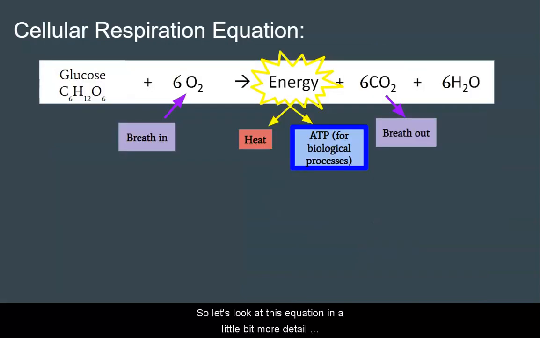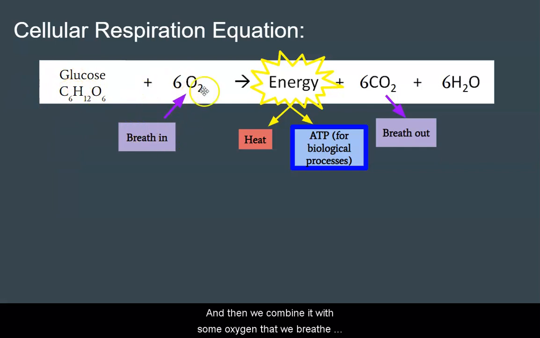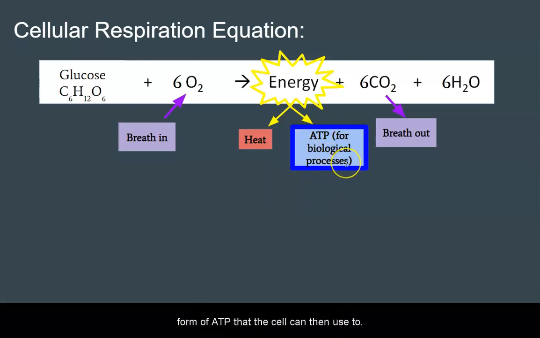Okay, so let's look at this equation in a little bit more detail. Please make sure you definitely write this into your notes. We start with glucose, and then we combine it with some oxygen that we breathe in. So 6 oxygens are breathed in by us. And then respiration happens, and we are able to create the energy that we need. It is important to know that some of that energy is given off as heat. It's what keeps us warm, but most of it is in the form of ATP that the cell can then use to cash in our energy and use it to keep us alive and doing all the things we need to do.